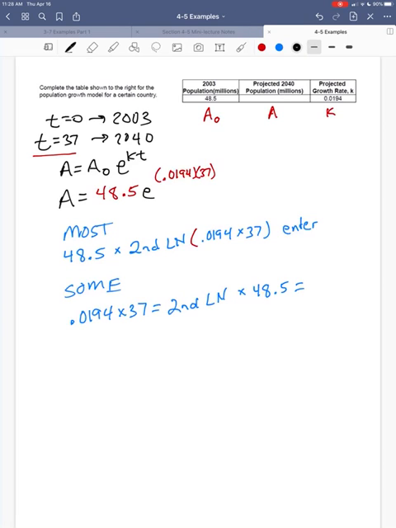If I do that, I get my value of A is approximately 99.421... It keeps going forever. I'm just going to go ahead and round to the nearest tenth. So I'll look at the 4. The next digit is a 2. That means I'm going to round down. So I'm going to say A is approximately 99.4.